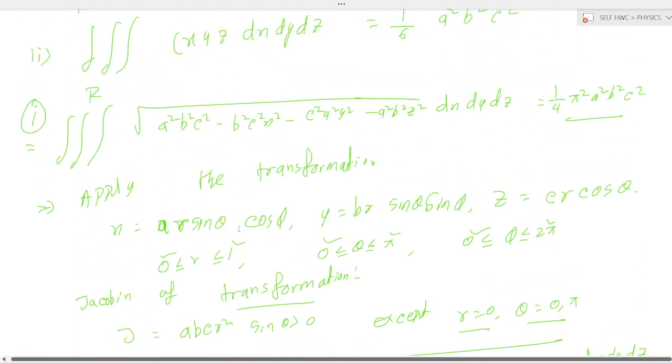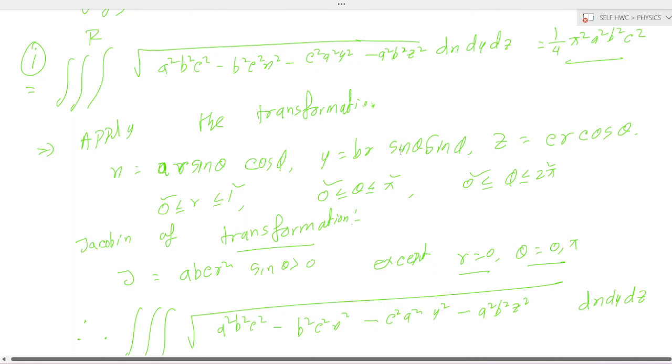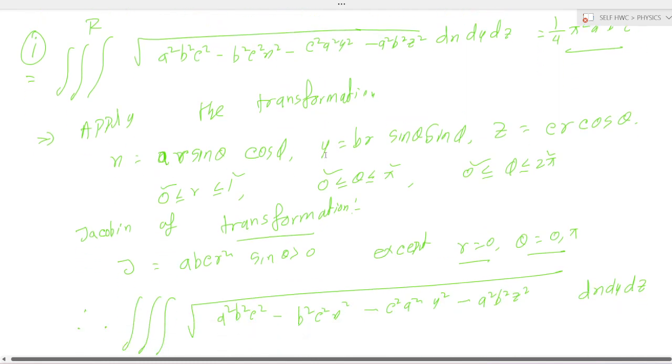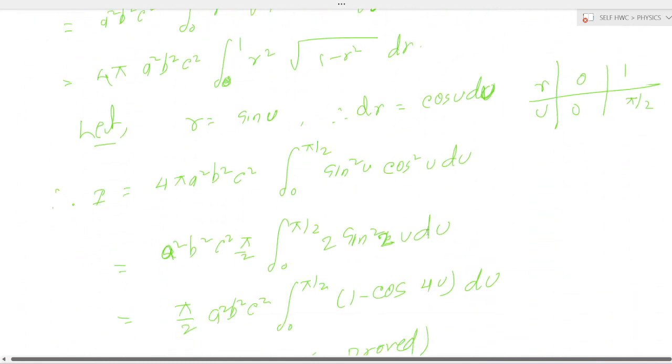So this question is very easy. You only apply the Jacobian transformation, x equal to ar sin theta cos phi, y equal to br sin theta sin phi, and z equal to cr cos theta. Put in these values, integrate, and this is the answer.